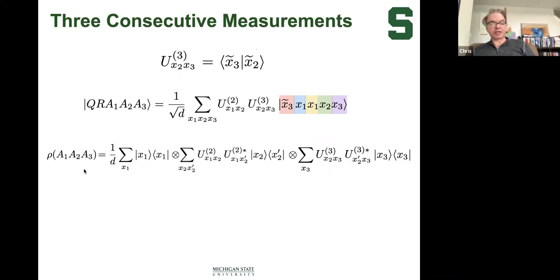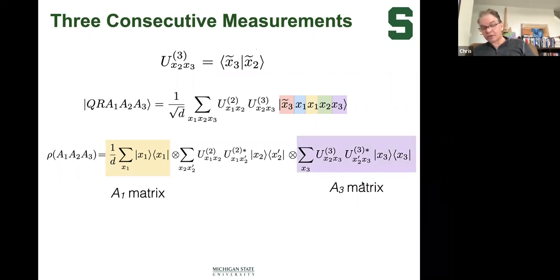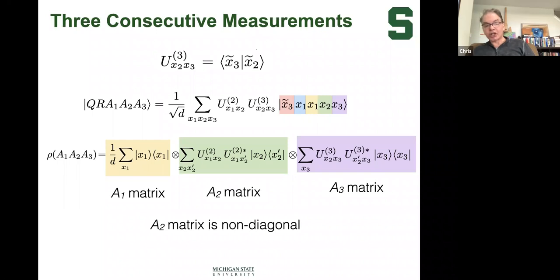Here is the density matrix of the 3 measurement devices. Easy for you to calculate. Here is, in fact, the density matrix of the first matrix. You see, in fact, that this density matrix is a product of 3 density matrices. Here's the A1 matrix of the first measurement. Here is, in fact, the measurement of the density matrix for the third measurement. And you see it is diagonal. This one's diagonal. And here's the one for the middle one. And here is a surprise. That thing is non-diagonal.